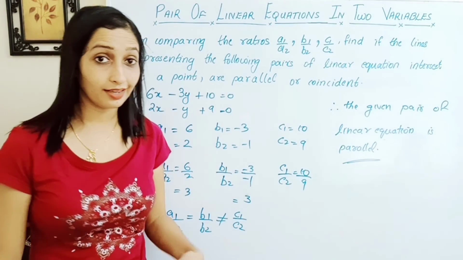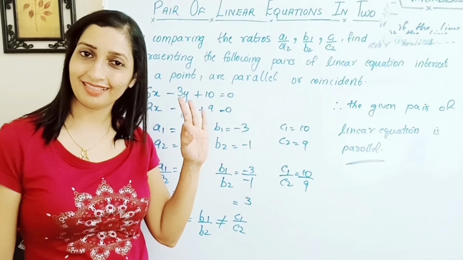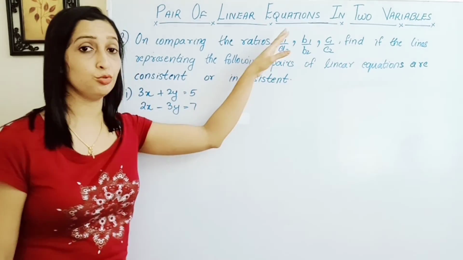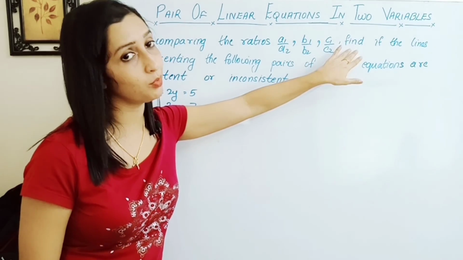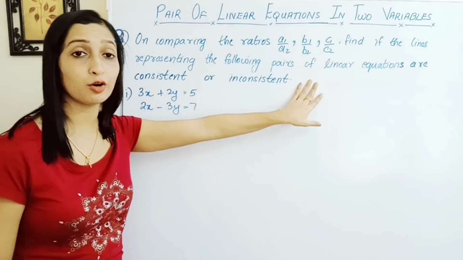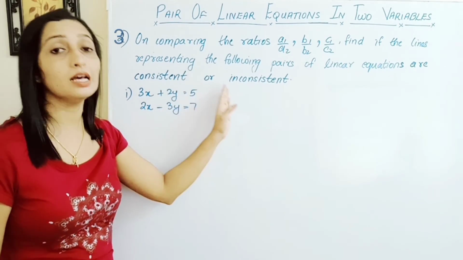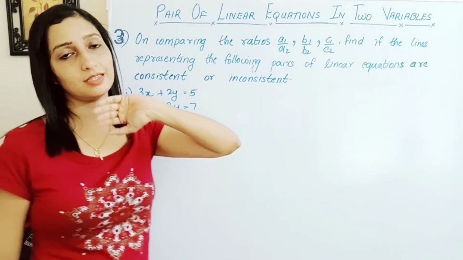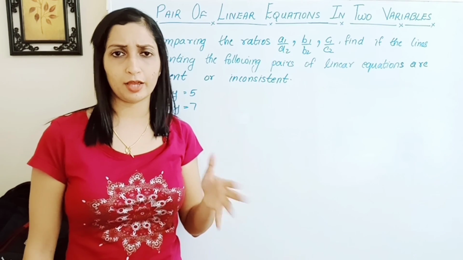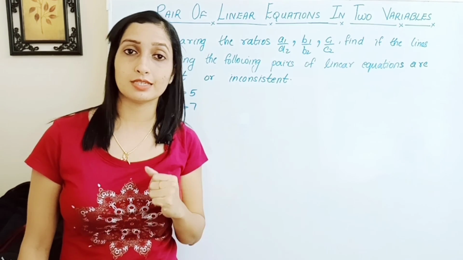Now let's move on to our next question, which is question number 3. So this is question number 3. On comparing the ratios A1 by A2, B1 by B2, C1 by C2, find if the lines representing the following pair of linear equations are consistent or inconsistent. Now what is this consistent and inconsistent? When do you say that a pair of linear equations is consistent?